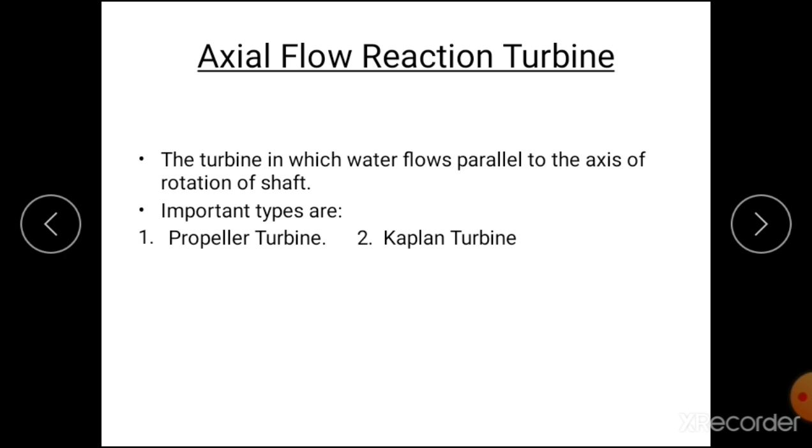Before going to the problem, I am reminding something: the turbine in which water flows parallel to the axis of rotation of the shaft is known as an axial flow turbine. The important types of axial flow turbines are the propeller turbine and the Kaplan turbine. Here I am discussing the Kaplan turbine.